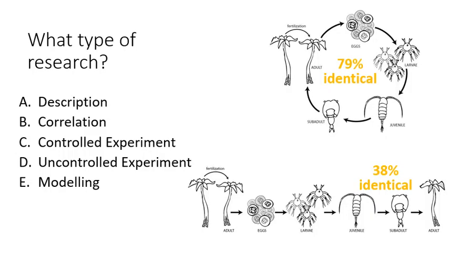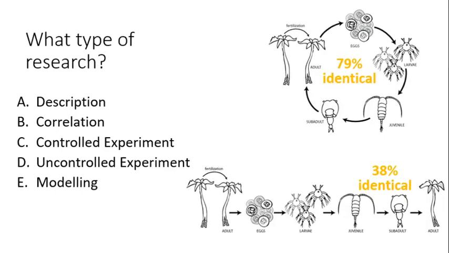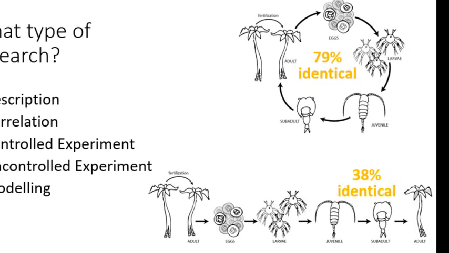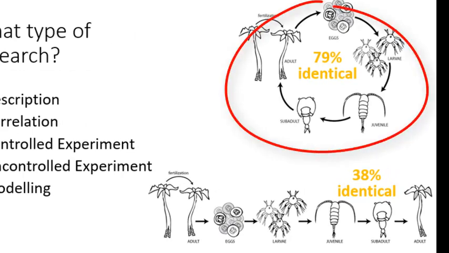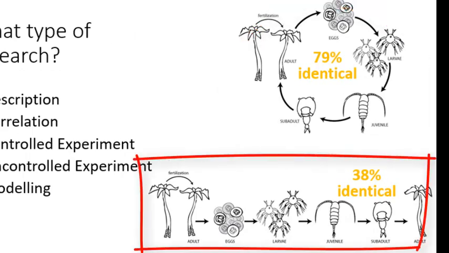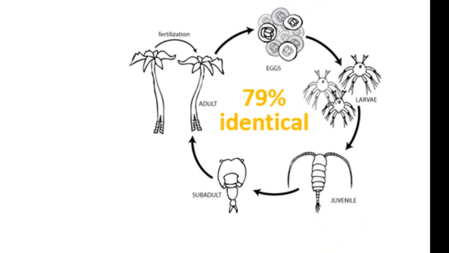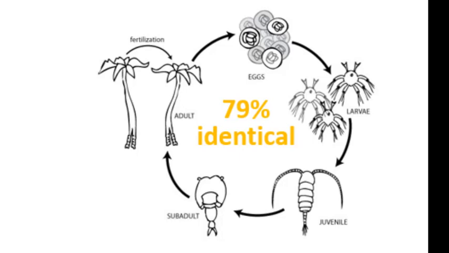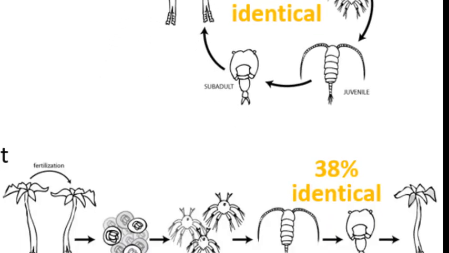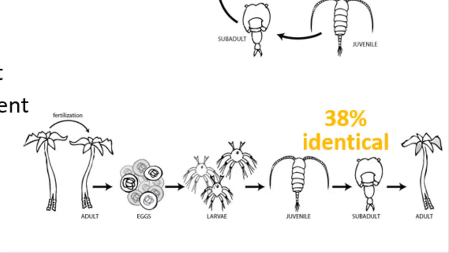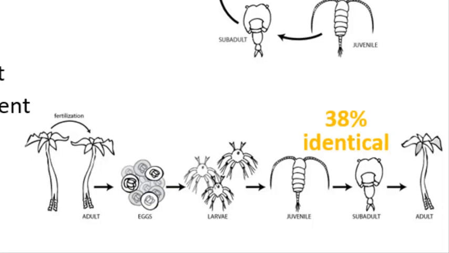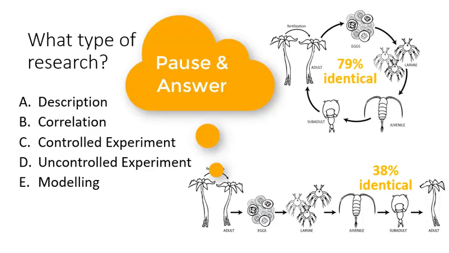Let's try another. A student researcher and I made two identical life cycle images, except one was circular and one was linear. We randomly gave these images to participants and asked if offspring will grow to be identical to or different from their parents. Almost 80% of participants said offspring would be identical to parents when given the circular life cycle image. Half as many said they'd be identical if they were supplied with a linear image. What type of research is this?